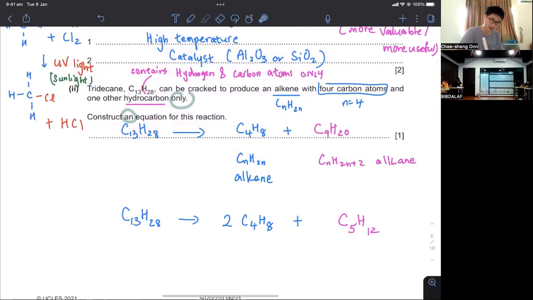This is also correct, because number 1, you have 2 products. One is alkene with 4 carbons, and the other one is still a hydrocarbon. Number 2, you still have a balanced equation. Balanced equation is very, very important. But usually people will just go for the simplest one, which is just summing up whatever gets left behind, and that's all for that 1 mark and 1 minute. Okay, everyone, can we continue?